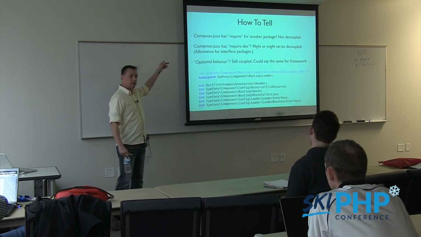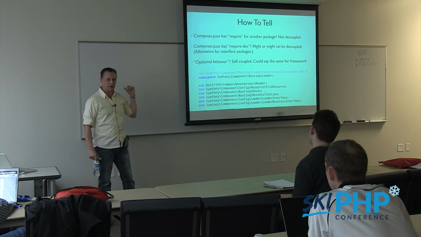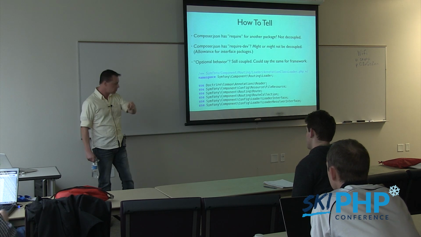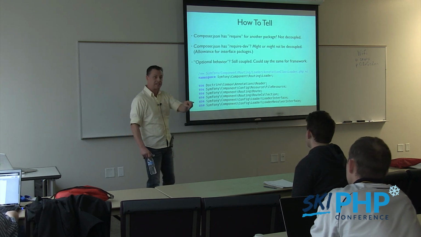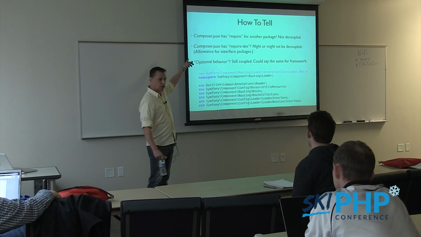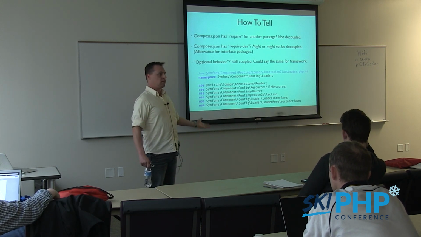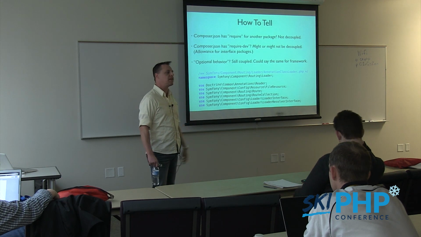Well, the easiest way is to look at the composer.json file. And the guy previous was talking about JSON, right? He was talking about Composer. Is that correct? So those of you who attended that talk know this. You can look at the require line. And if there's a require line for any other package there, you know it's not fully decoupled. You know it has dependencies and other stuff.